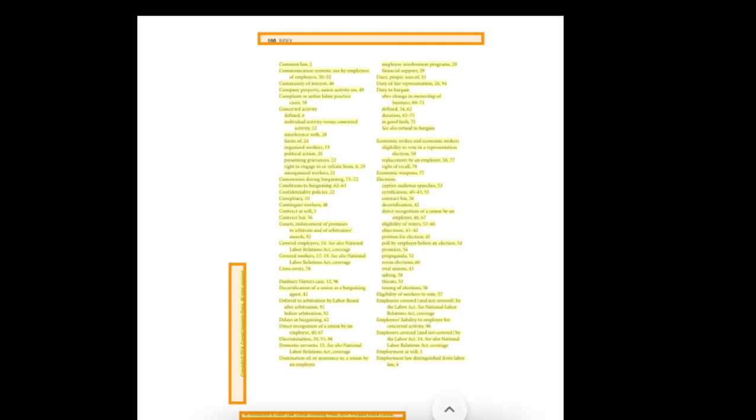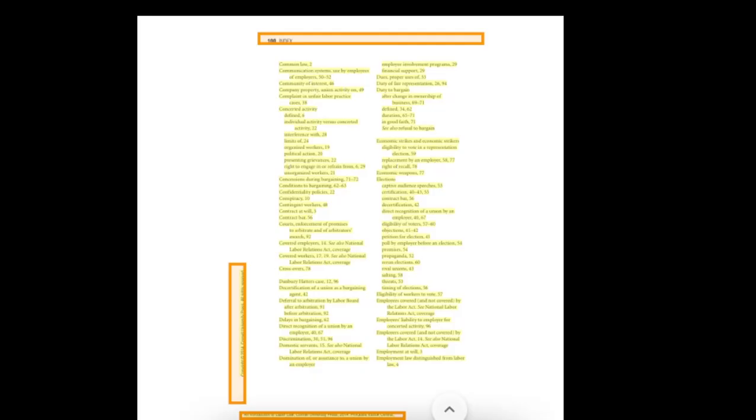Concerted activity: defined, 6; individual activity versus concerted activity, 22; interference with, 28; limits of, 24; organized workers, 19; political action, 20; presenting grievances, 22; right to engage in or refrain from, 6, 29; unorganized workers, 21. Concessions during bargaining, 71 to 72. Conditions to bargaining, 62 to 63. Confidentiality policies, 22. Conspiracy, 10. Contingent workers, 48. Contract at will, 3.